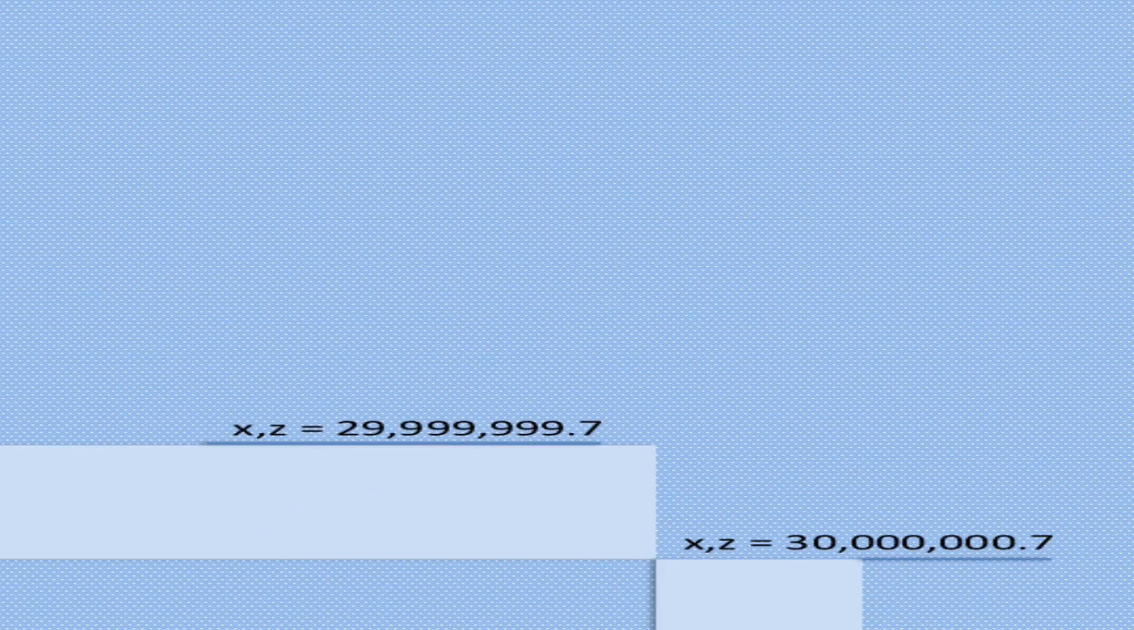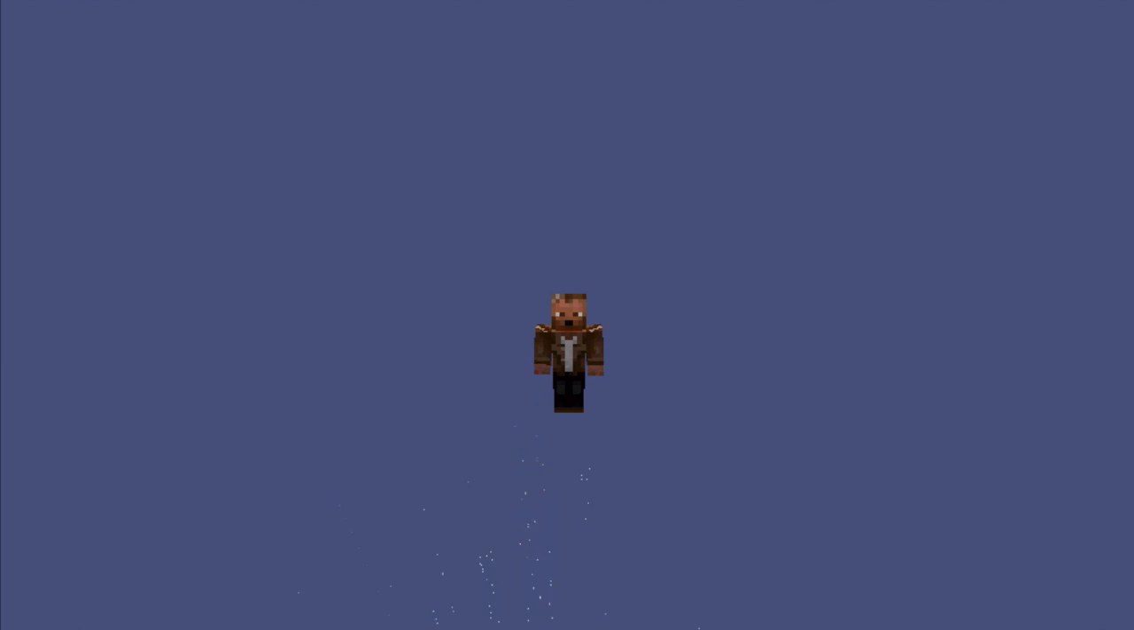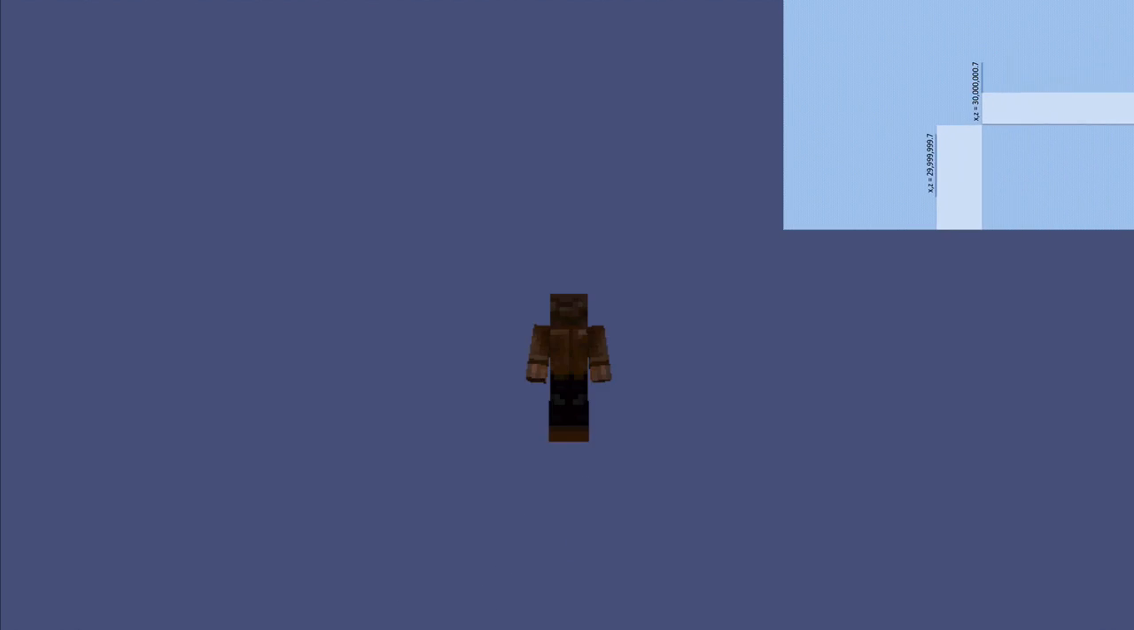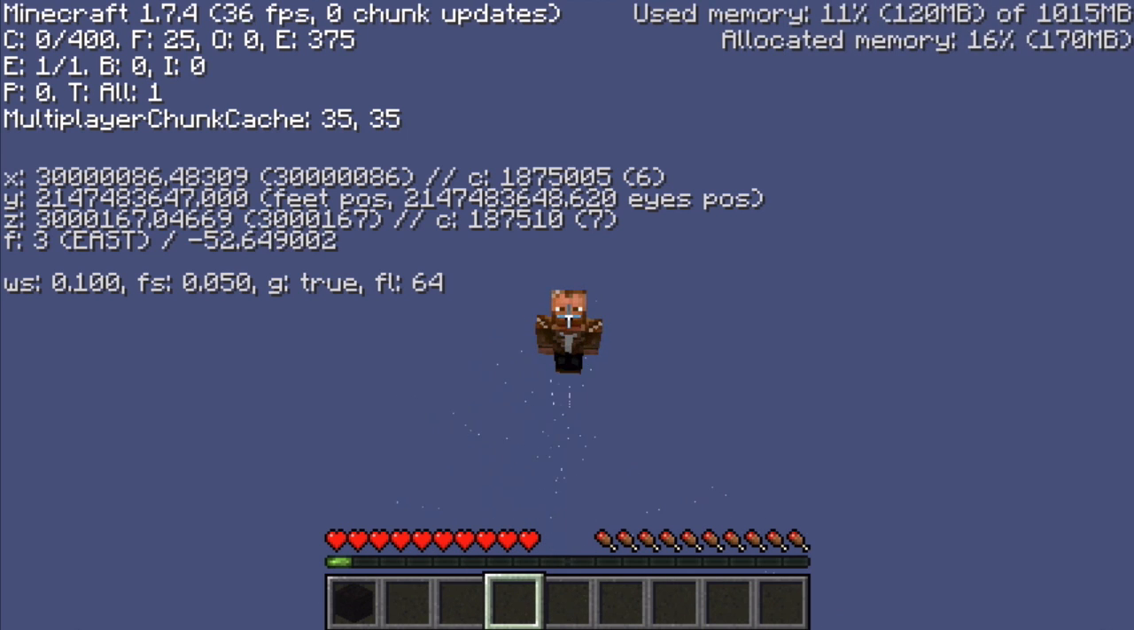This makes the maximum X and Z coordinates which are reachable in the region go from 29,999,999.7 at lower regions to 30,000,000.7. As soon as the player reaches y equals 2,147,483,647, i.e. 2 to the power of 31 minus 1, the Minecraft world becomes open once again, and the player can walk beyond the 30,000,000.7 X and Z borders.